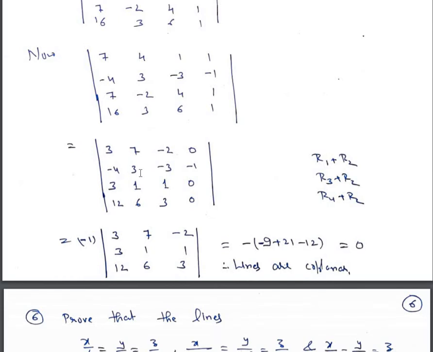Now expanding with respect to this minus 1, expand with respect to this column. Because these three entries are 0, we got minus 1 into the determinant 3 7 minus 2, 3 1 1, 12 6 3, and if we expand this it comes out to be 0. So therefore the given lines which are given in unsymmetrical form are coplanar.